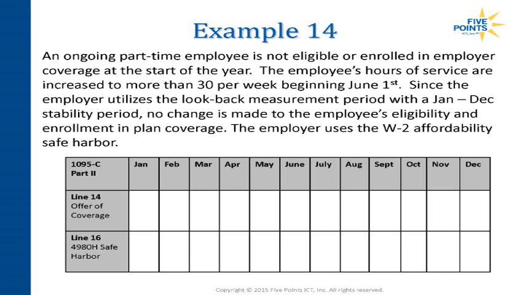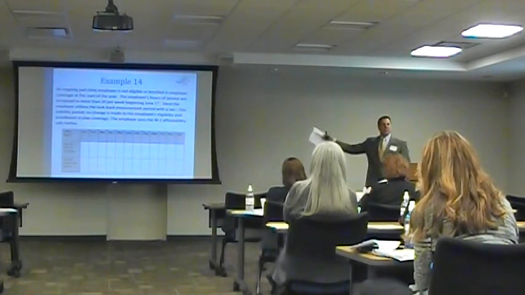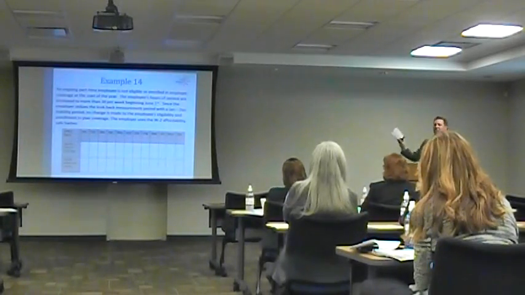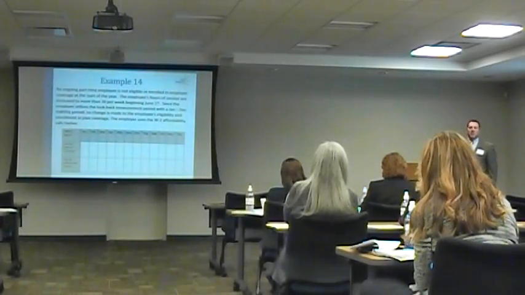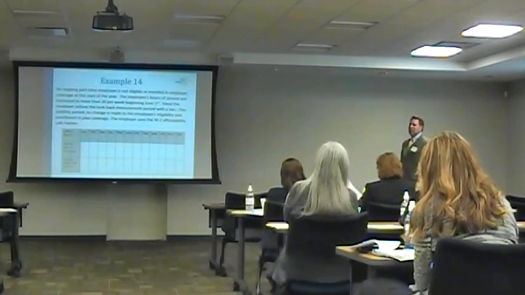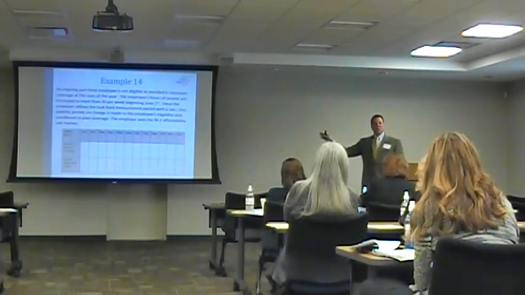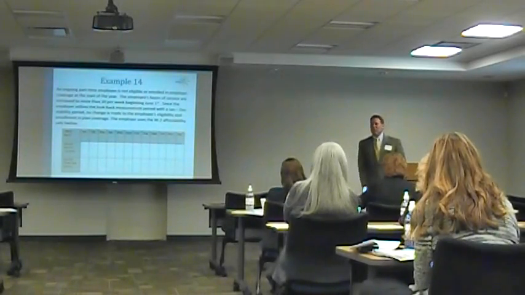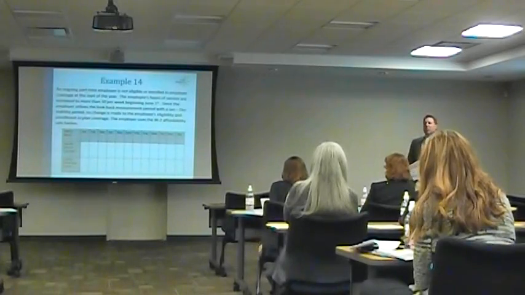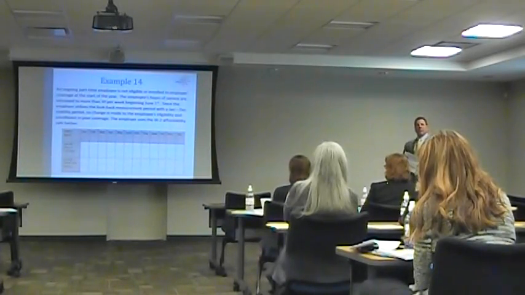So what happened here? I'm using look-back. I've got an ongoing part-time employee. They qualified as part-time during the measurement period, so during the stability period, they're part-time the entire year, even if I move them to full-time during the stability period. I am a part-time employee that entire stability period. So because I'm a part-time employee the entire 12 months, I don't report for that employee that's part-time the entire 12 months. So you kind of got it coming and going.